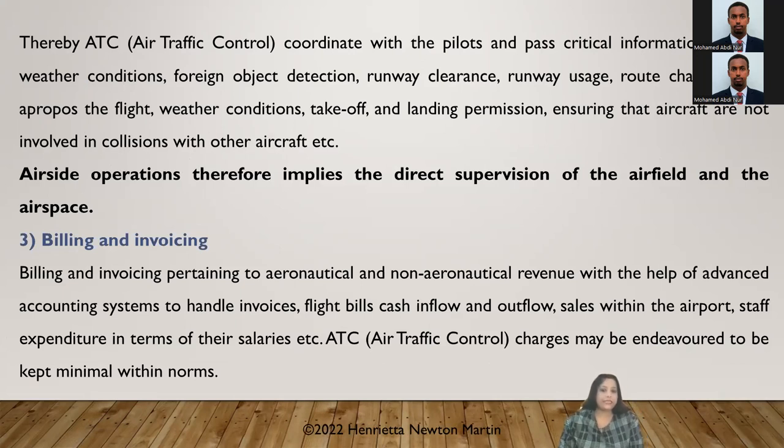Now, ATC, that is the air traffic control, coordinates with the pilots and passes critical information such as weather conditions, foreign object detection. You must have heard of certain accidents that might have taken place on the runway. For example, a bird has hit the screen of the aircraft, and so on. So, critical information such as weather conditions, foreign object detection, runway clearance, runway usage, route change, if any, with regards to the flight, weather conditions, takeoff and landing permission. So this is normally the role of the ATC.